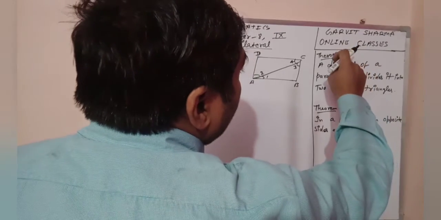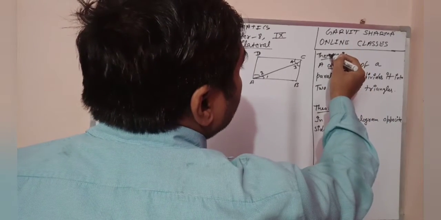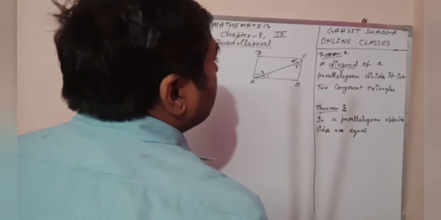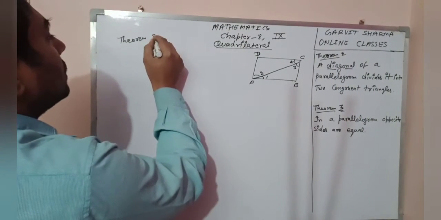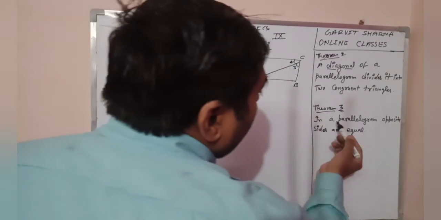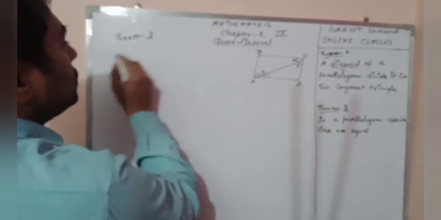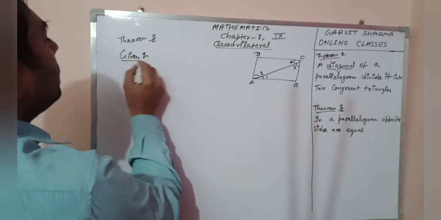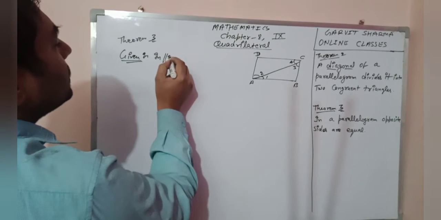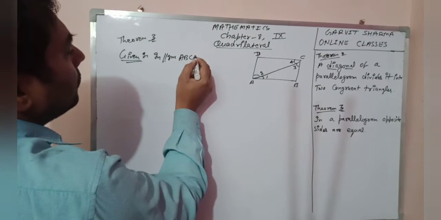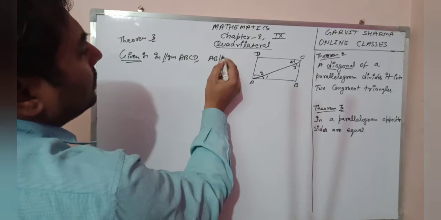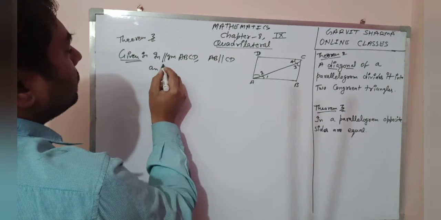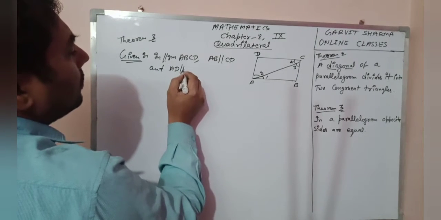Theorem 3. In a parallelogram, opposite sides are equal. Given. What is given? It is given only in parallelogram ABCD, AB parallel CD and AD parallel BC.